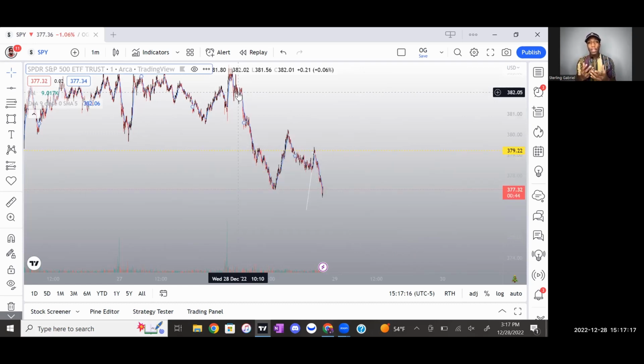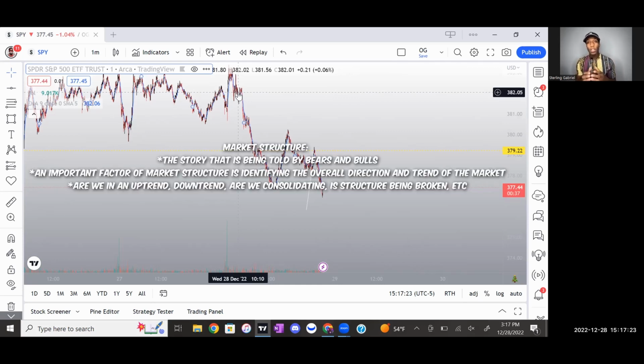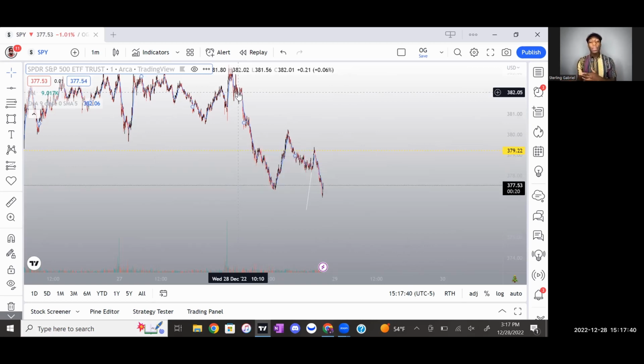Something that I do want to say is that market structure and price action is very important when identifying what a certain chart wants to do, what an index wants to do. Market structure overall is what the actual chart is doing. It's showing the overall direction of the chart, the overall direction of the stock. It's showing where price has been headed lately, what it has been doing, and where it could possibly head to, right?